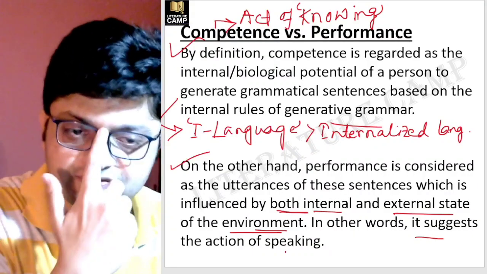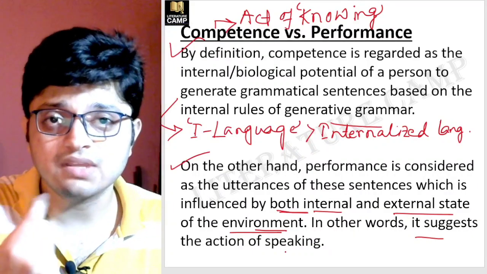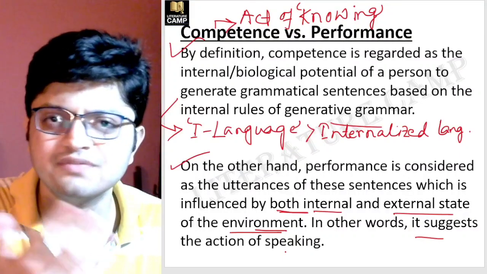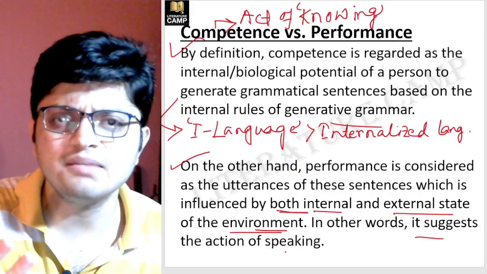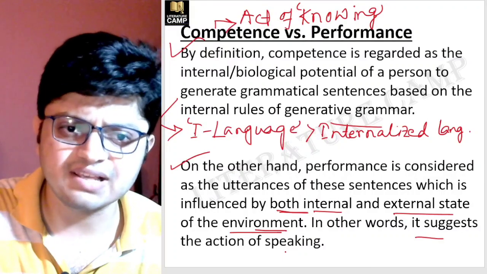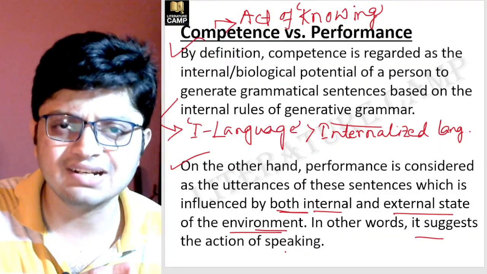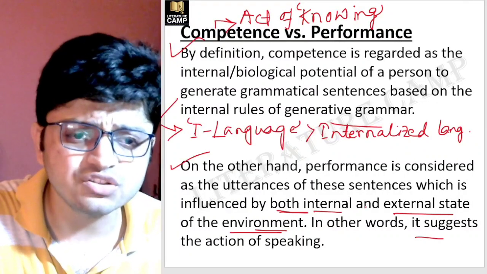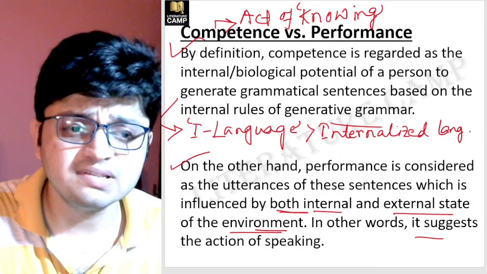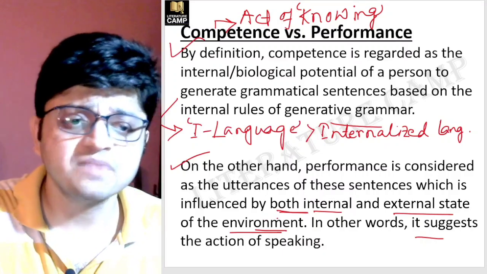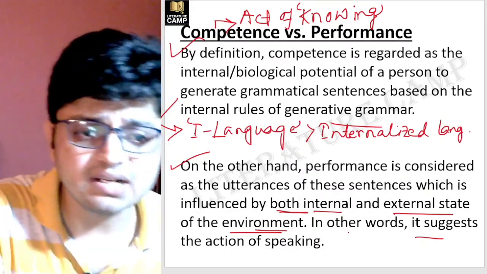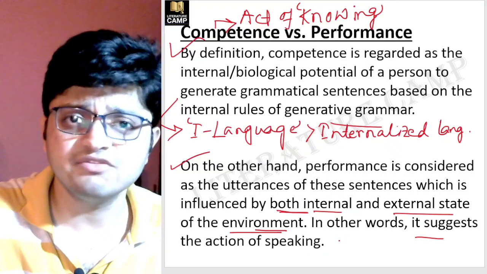Again, this concept is very much similar to the concept of parole, right? I have already explained the dichotomy of langue and parole in my first class, as I've told you already. So do watch that class. That will help you to understand this dichotomy. So language performance is considered as the utterance of these sentences, influenced by both internal and external state of environment.